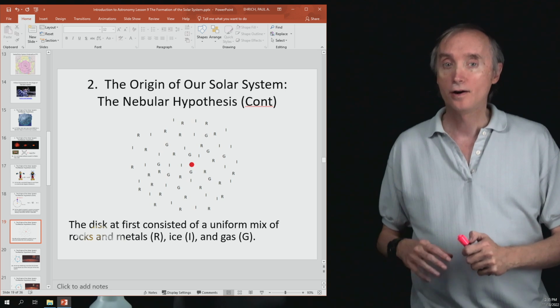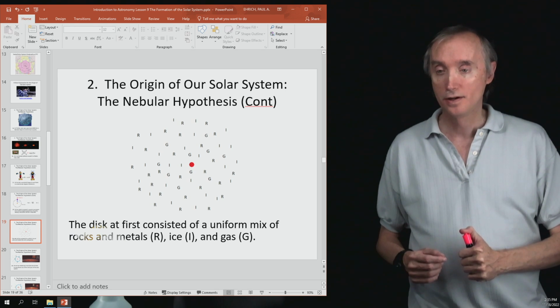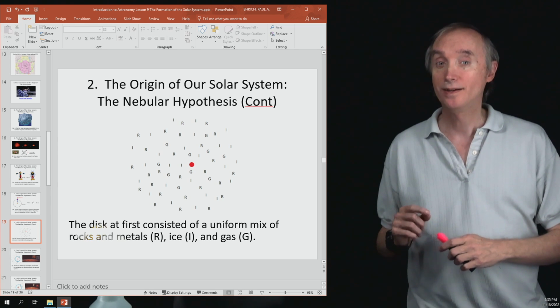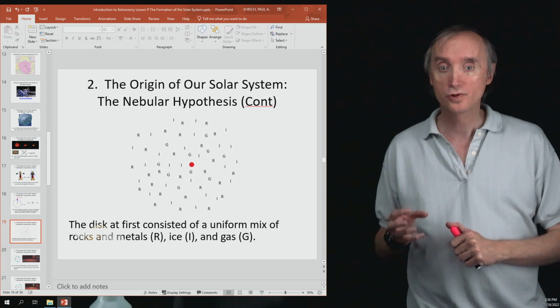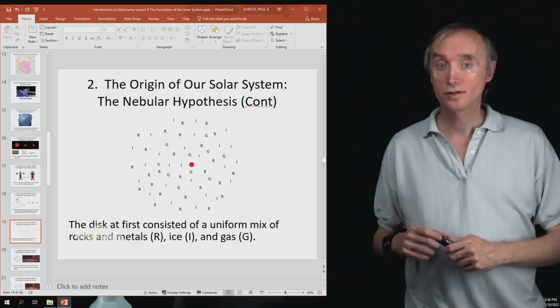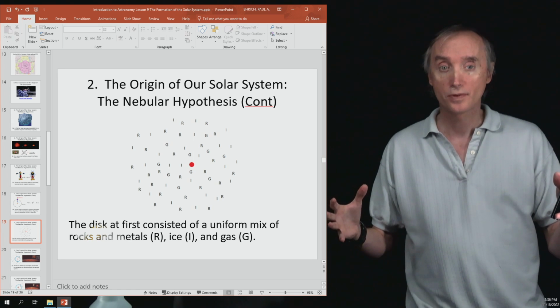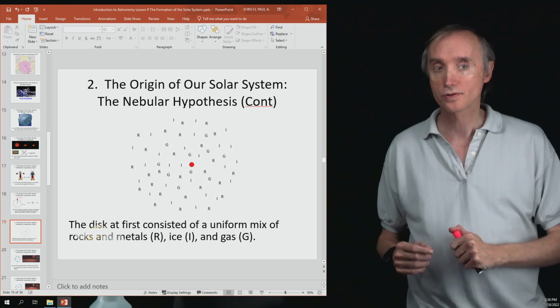Now at this point, the sun has not ignited yet, so there are no thermonuclear explosions going on, but it is getting hotter. This proto-sun, this thing that's going to turn into the sun, starts to give off heat, and that's going to have a big impact on the formation of the solar system.